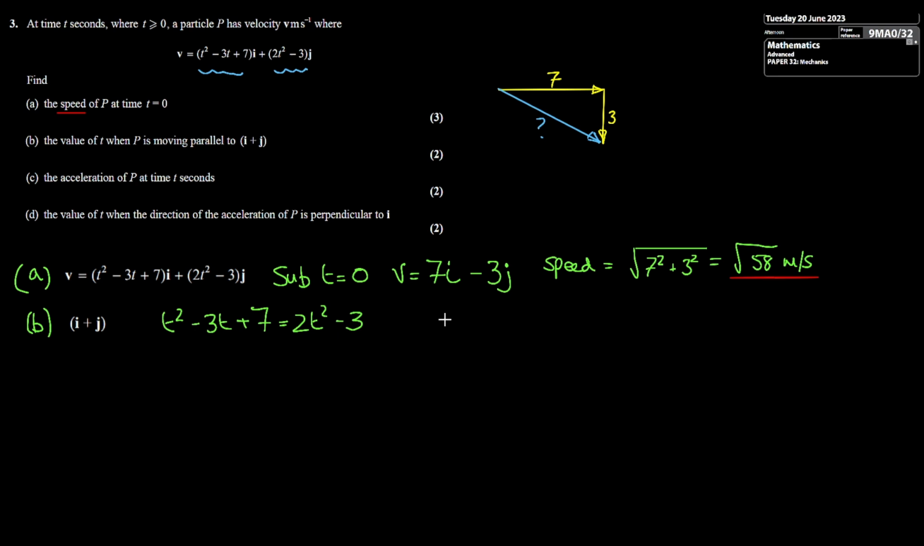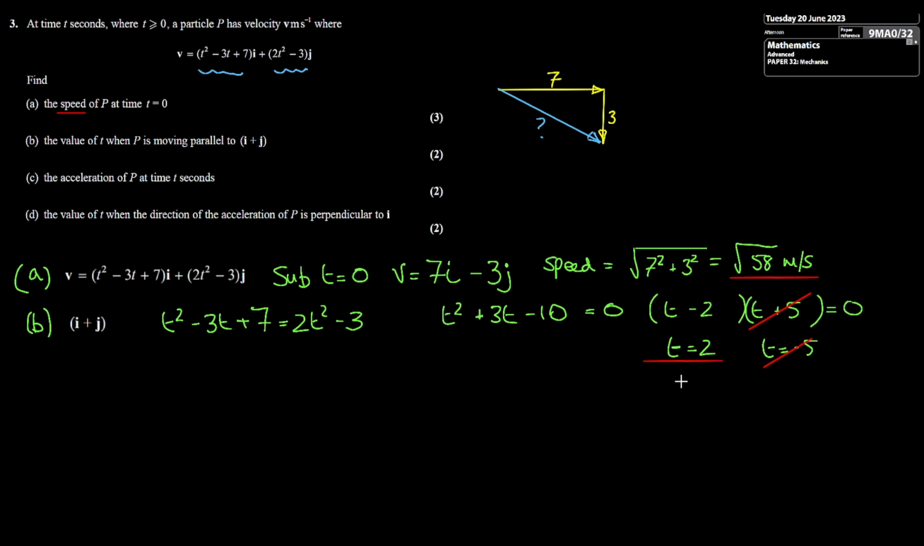Simplifying that down, I get that t squared plus 3t minus 10 is equal to 0, and that factorizes quite easily to (t minus 2)(t plus 5). This will give two answers, that t is equal to 2 or t is equal to negative 5. And as we're told t must be greater than 0 up here, I can reject negative 5, which leaves the correct answer that t is equal to 2.